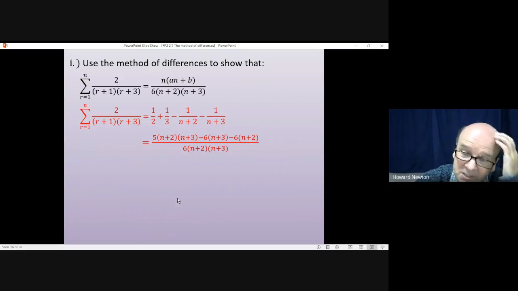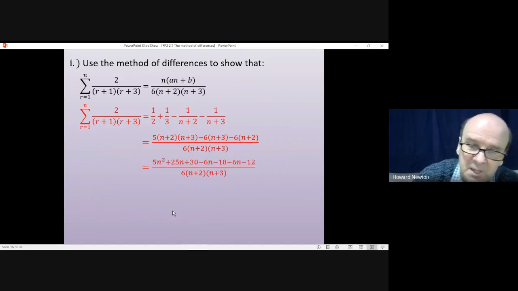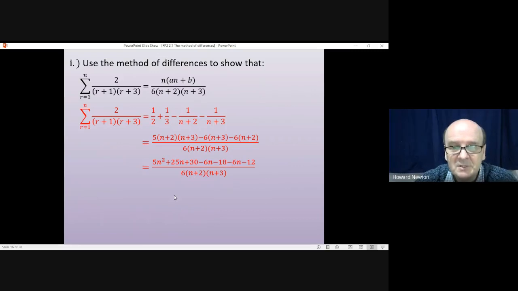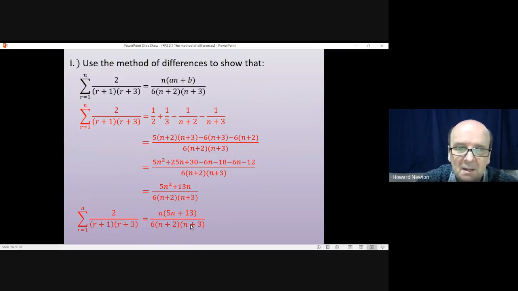The easiest way does seem to be just to multiply out the brackets and collect everything together on the top. So we'll do that. That's what you get when you multiply the brackets out. Lots of things cancel and tidy up, and we get down to 5n squared plus 13n, which is very nearly that form. All we need to do now is factorize, taking out the n, and it is in that form. So we've got n into 5n plus 13, so a is 5, b is 13, over 6 into n plus 2 times n plus 3.